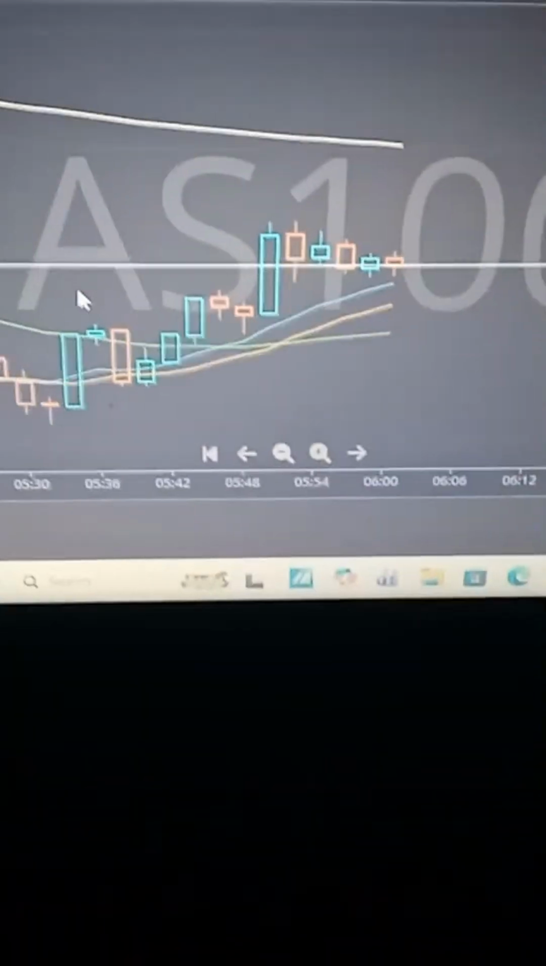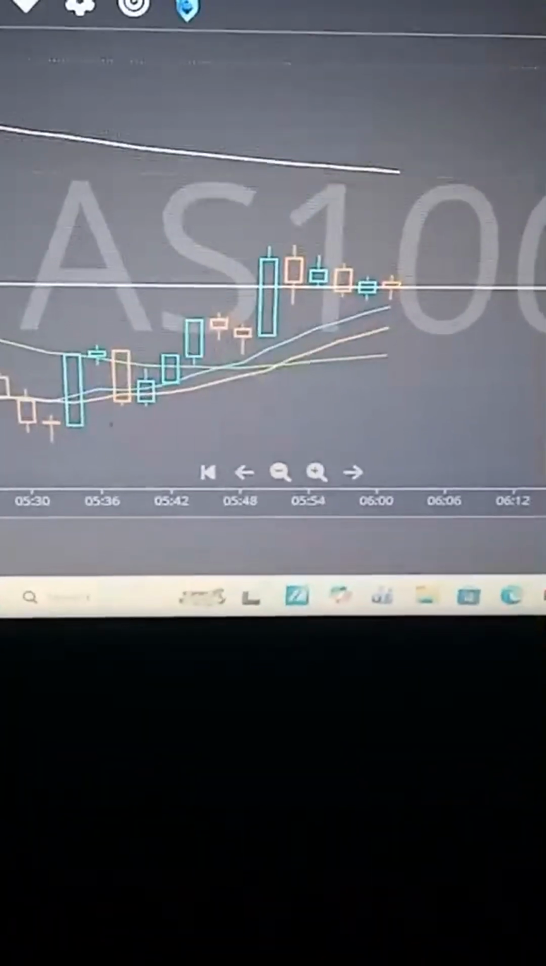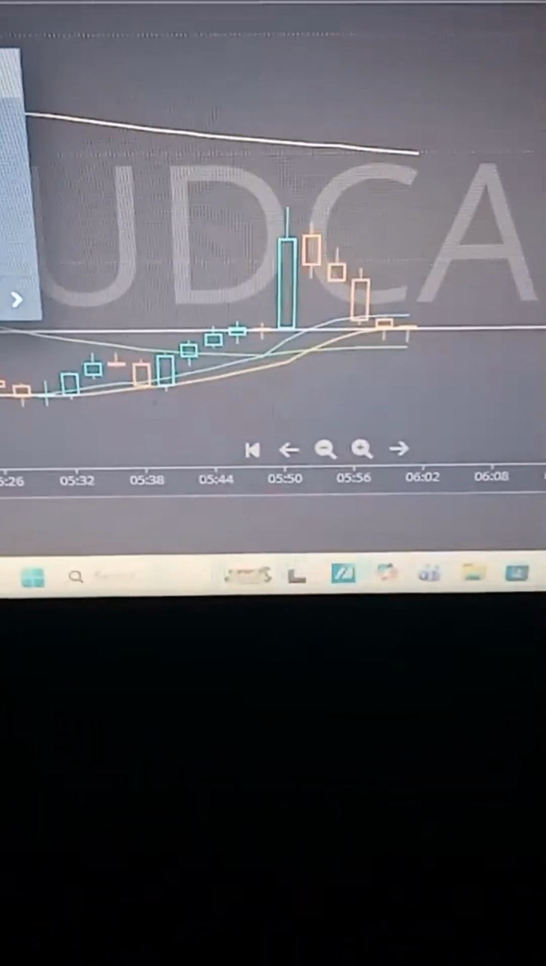Nas 100. Look, the moving averages are doing the same thing. This is Nas 100. Australian, Canadian, same thing. Moving averages doing the same thing. But let's look at some cryptos, because crypto is such a popular thing to do.